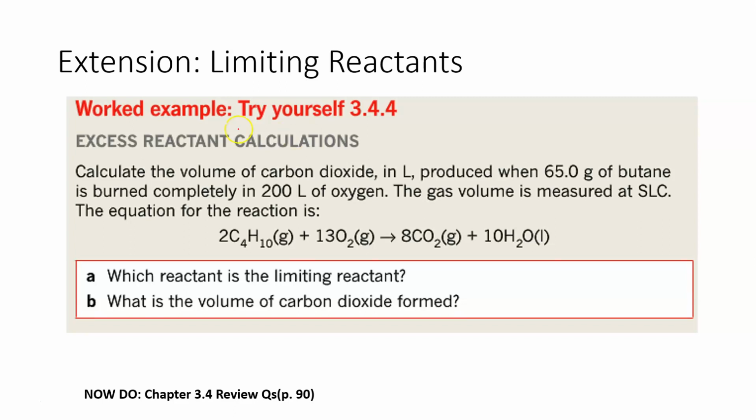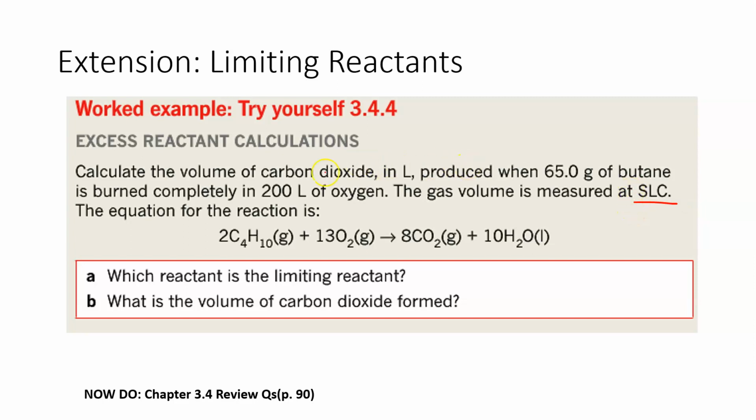Okay, so if we have a look here: calculate the volume of carbon dioxide in litres produced when 65 grams of butane is burned completely in 200 litres of oxygen. The gas volume is measured at SLC. The equation for the reaction is given below. So we know that we're at SLC.